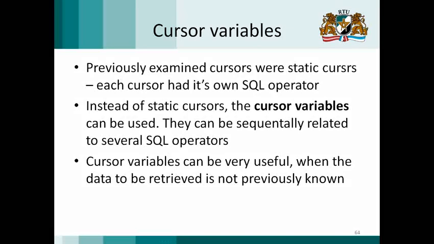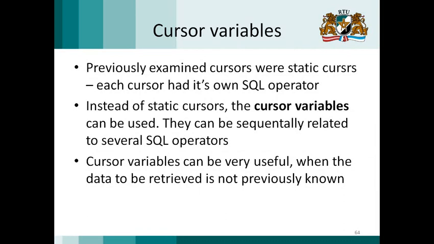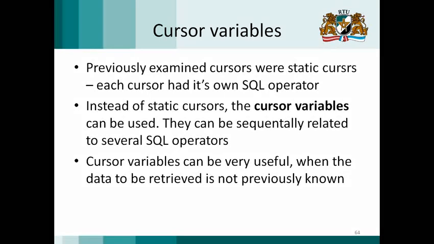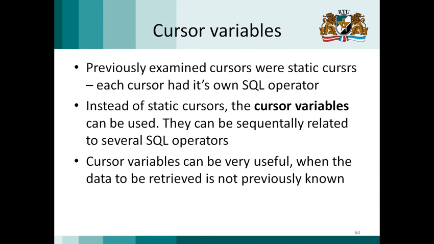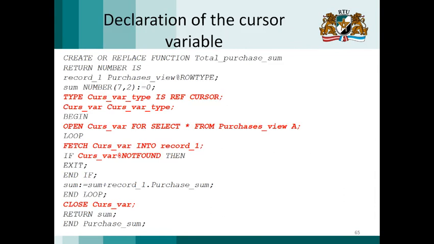Previously, all these cursors were static cursors, and each cursor had its own SQL operator. Even when they had parameters, the SQL operator was the same. Instead of static cursors, the cursor variables also can be used. And they can be sequentially related to several of these SQL operators. And cursor variables can be very useful when the data to be retrieved is not previously known.